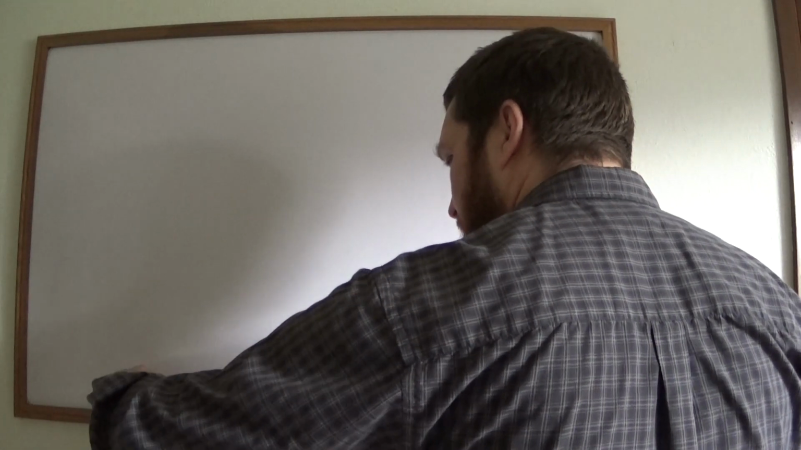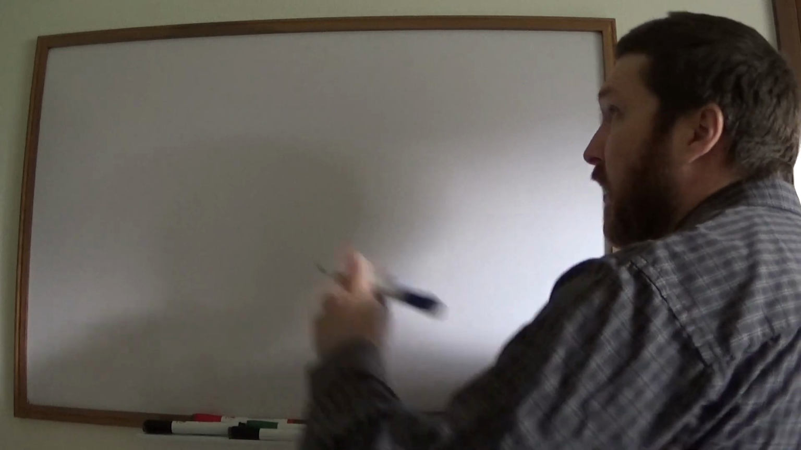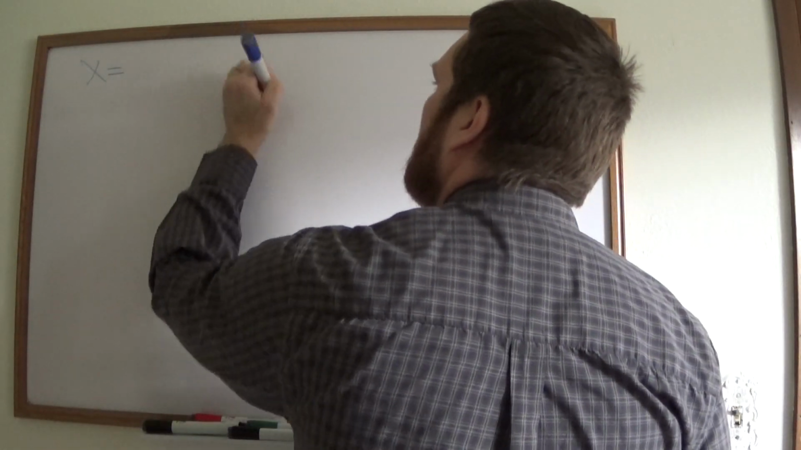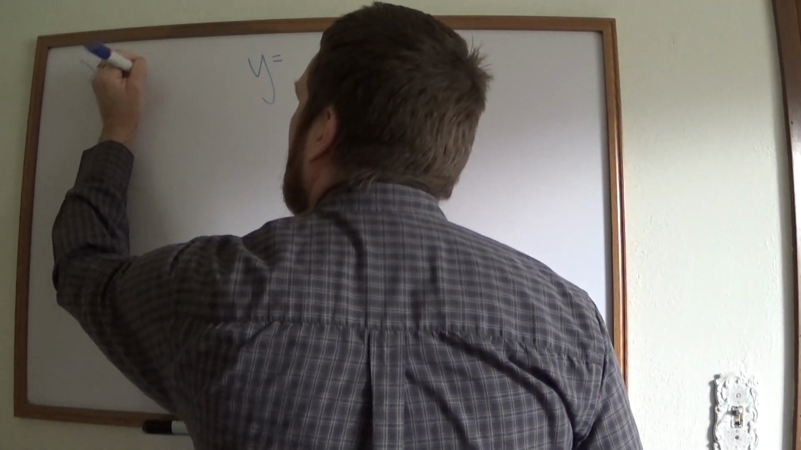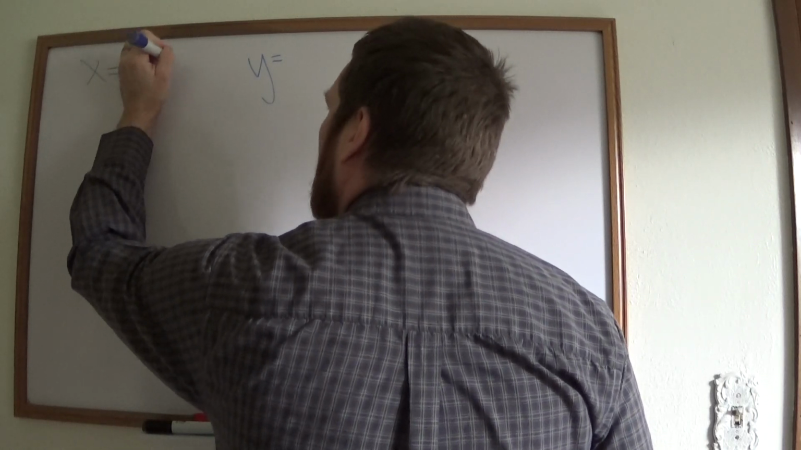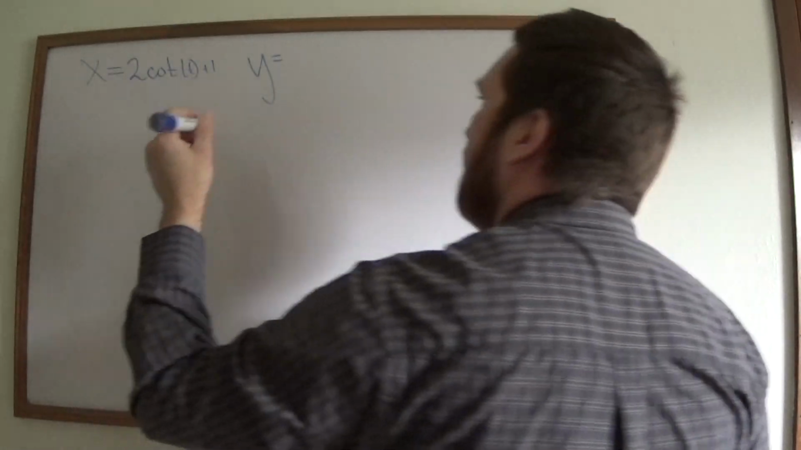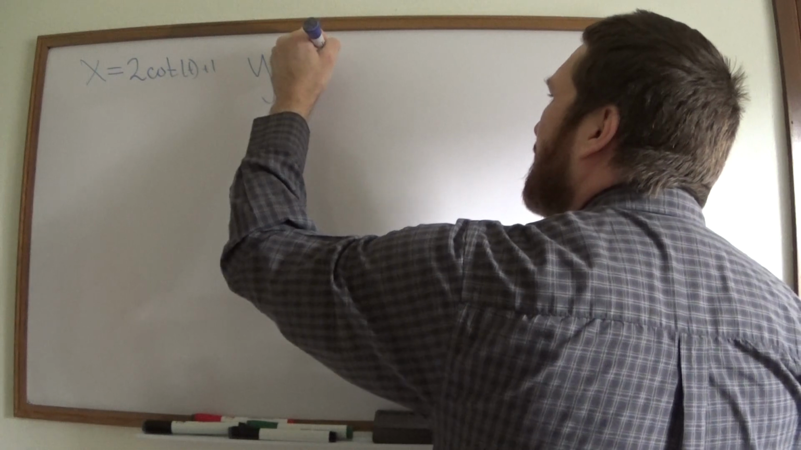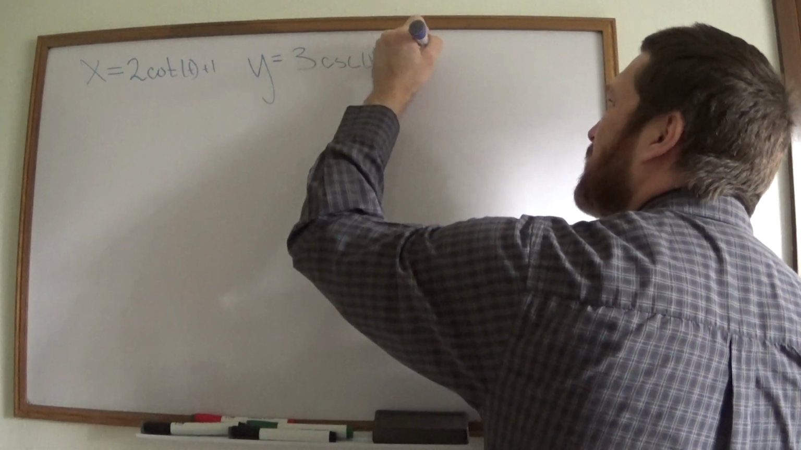So here's an example of something I might give you. One might be something like this: x equals, y equals. So I wanted to do something like this: 2, I wanted to do cotan t, let's say plus 1. And I wanted to do something like this: 3 cosecant t minus 2.